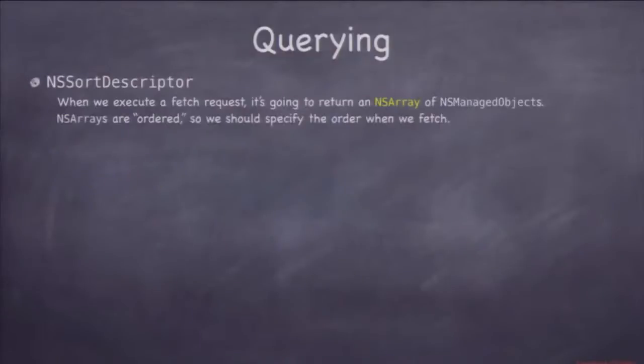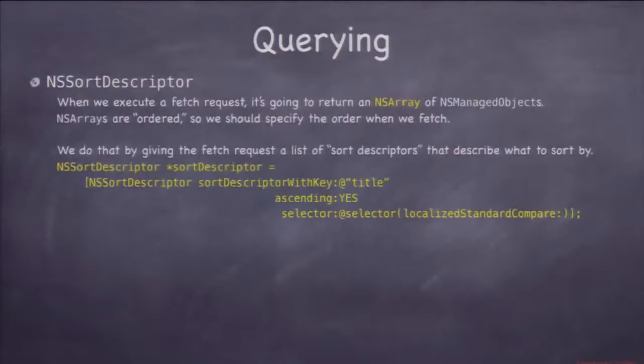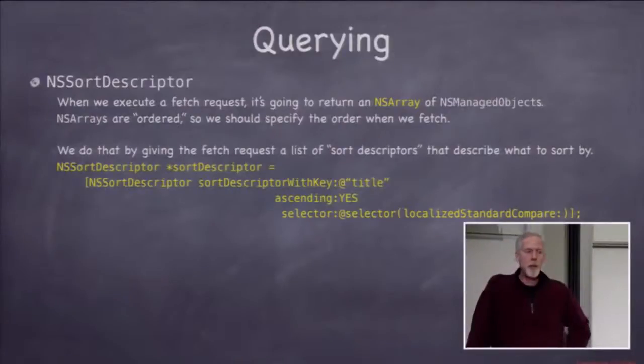So let's look at the sort descriptor. You create a sort descriptor using this class NSSortDescriptor. And it has quite a number of class methods to create it, so you should go look at the documentation and familiarize yourself. But they're generally of the form sortDescriptorWithKey. So that's the key you want to sort by. So if I were fetching for photos, I might want to get the result sorted by the title of the photo. That would be a classic thing.